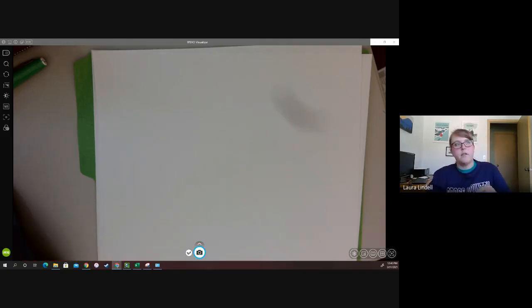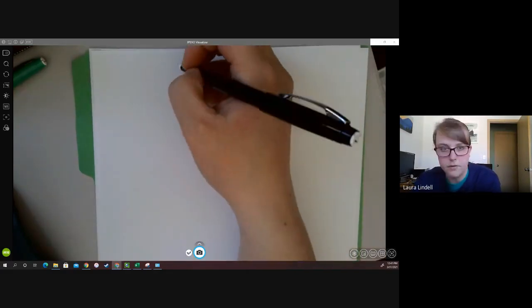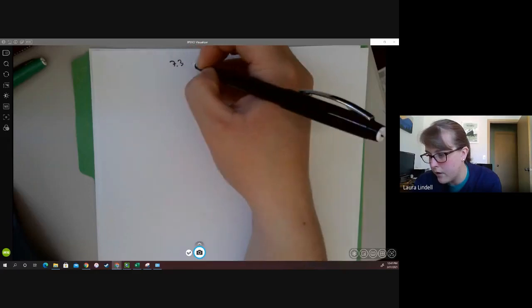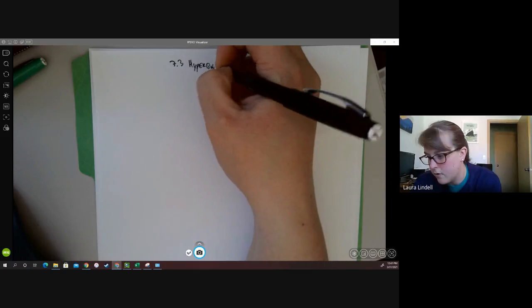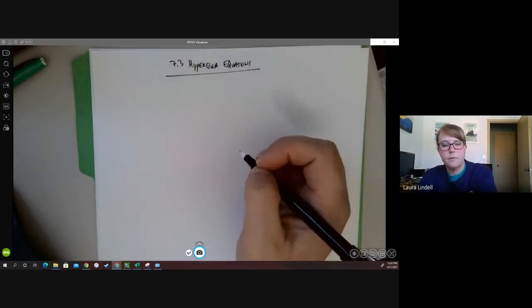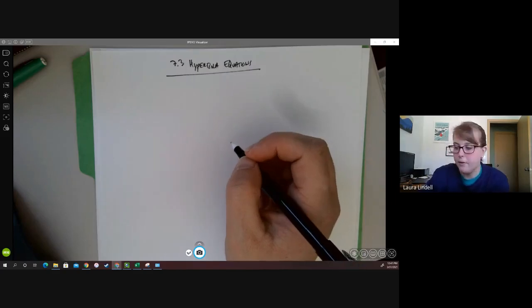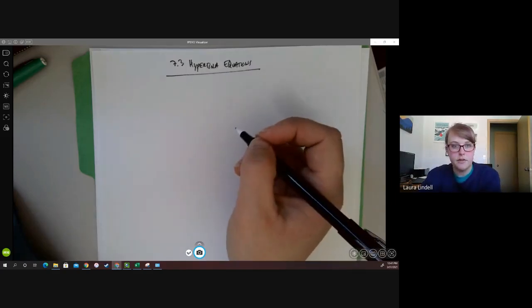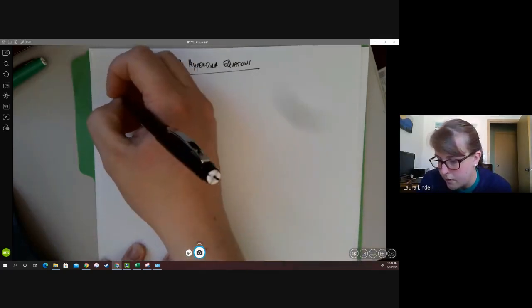Okay. So the first one, we'll do it given the vertices and the foci. But first, we'll label this 7.3 hyperbola equations, which might be the title of our notes from yesterday as well. If you want to put day 2 on there so you can differentiate them, feel free. And again, this is something that's more easily done by seeing examples and then giving it a try yourself.